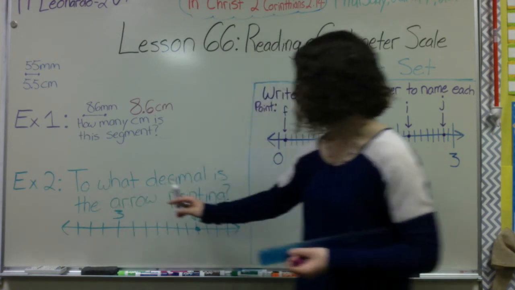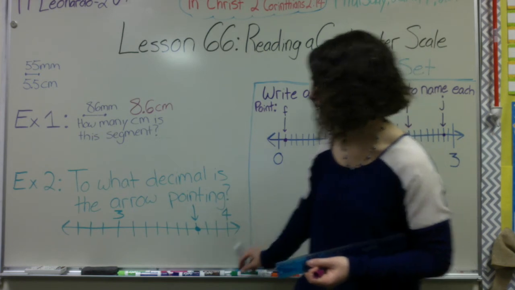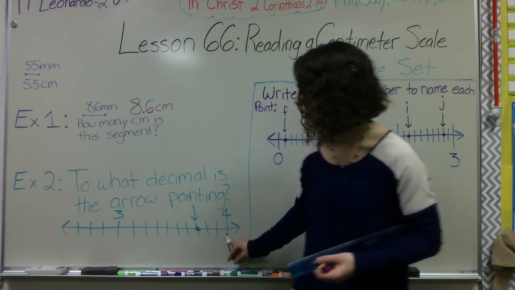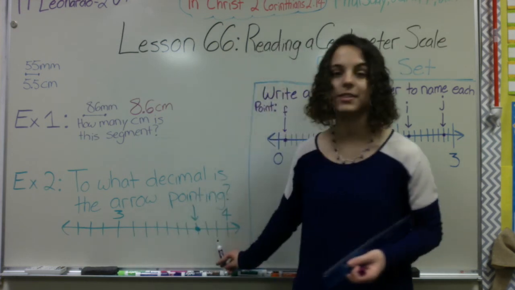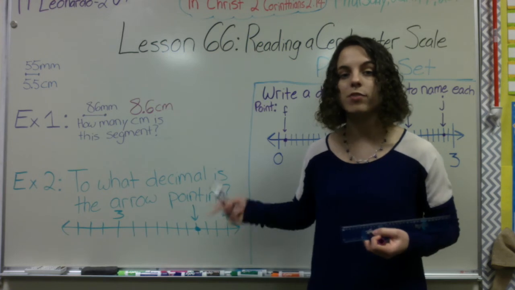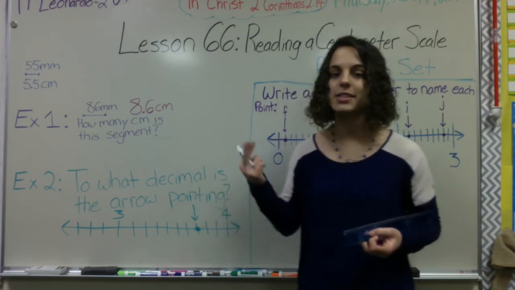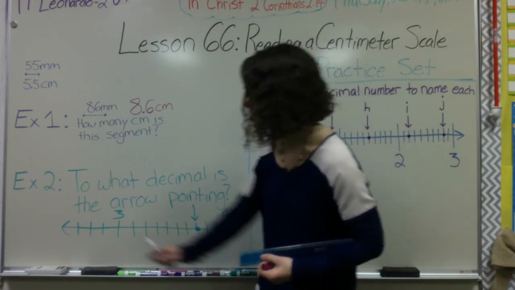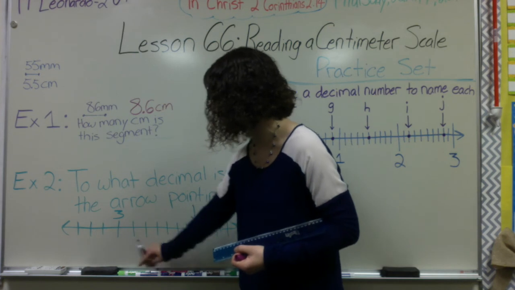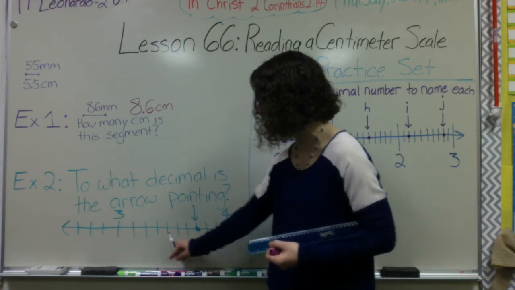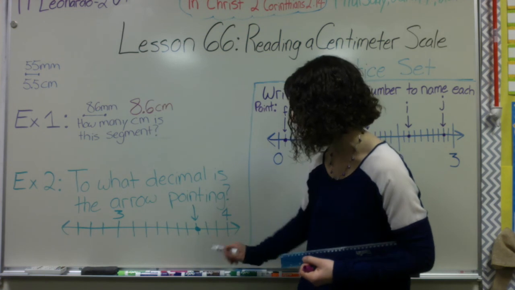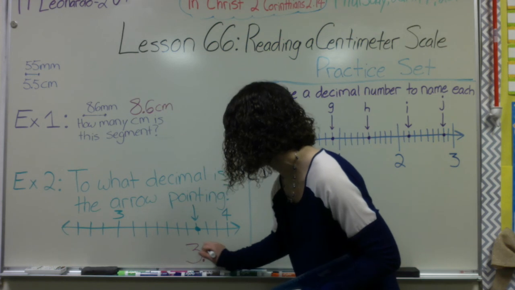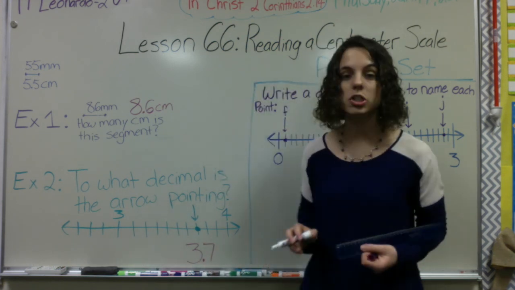So example 2 says, to what decimal is the arrow pointing? Now, if it's ever looking for a decimal point, you can automatically assume that all of these are tenths, because that's what you have when you have decimal places. You have tenths, hundredths, thousandths, ten thousandths, and on these number lines, it's going to be tenths. So this is 3 and 1/10, 3 and 2/10, 3 and 3/10, 4/10, 5/10, 6/10, 7/10. So that would be 3 and, using our decimal point, 7/10. That is our decimal point.